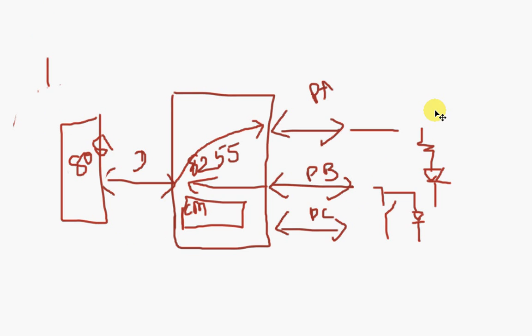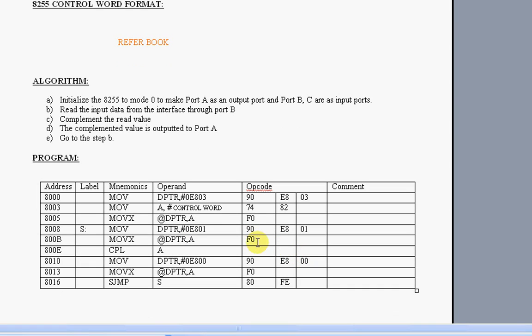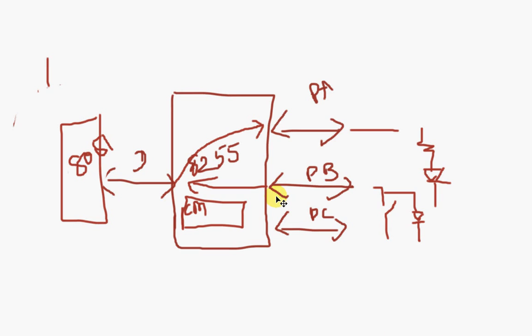Right now, what they have done is read port B, complement it and send it to port A. That is what you have seen in your experiment. So here you should know the addresses. What are the addresses of port A, port B and port C, and of the control word?